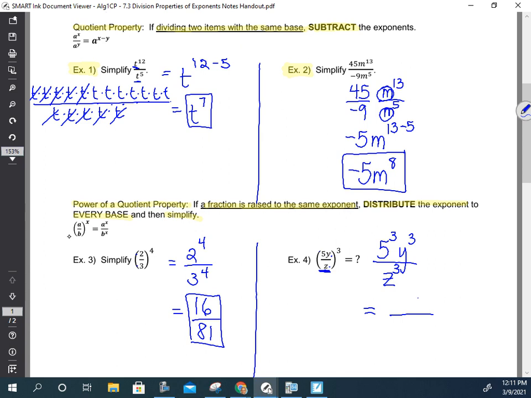So y to the third is not going to change. Z to the third is not going to change. What's 5 to the third power? The only thing that changes is 5 to the third. It's not 15 either. 125. That's it. Problem covered.